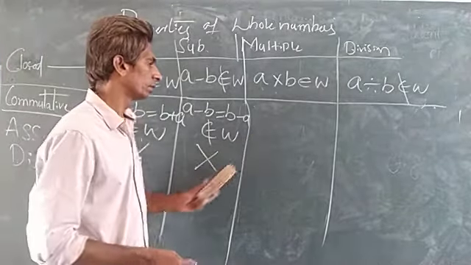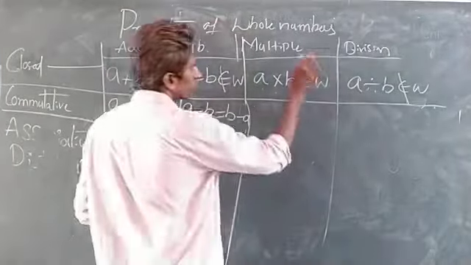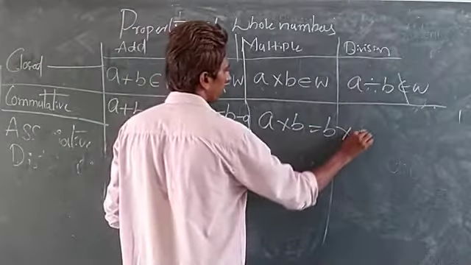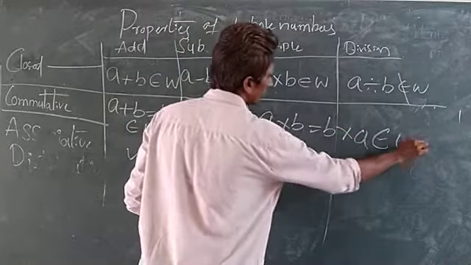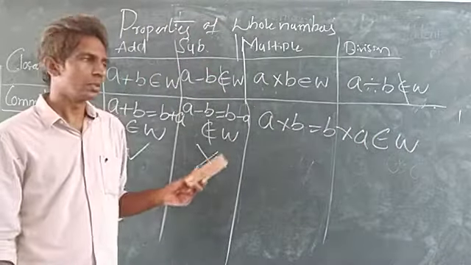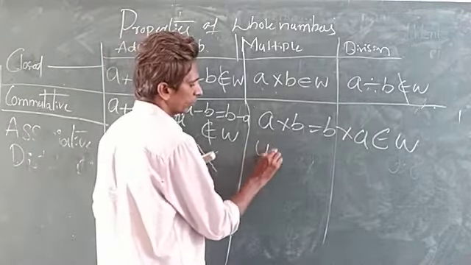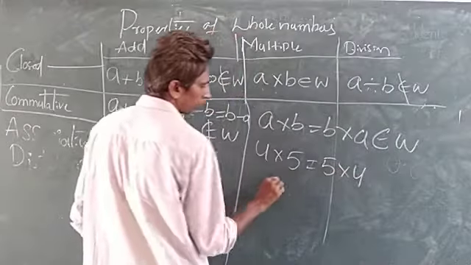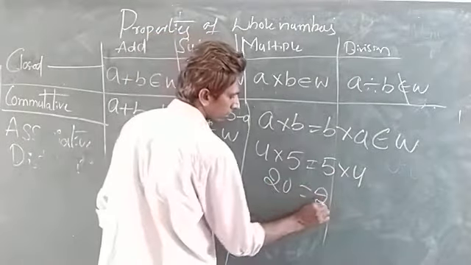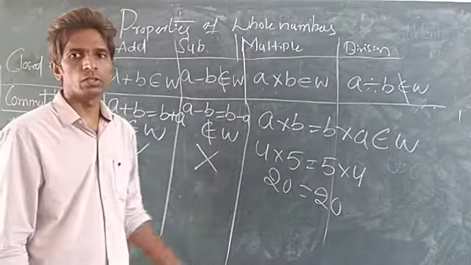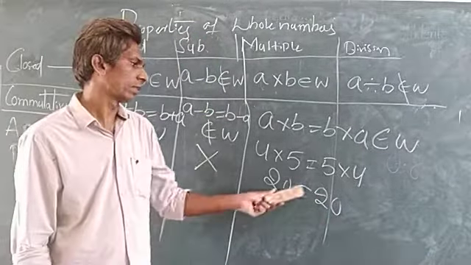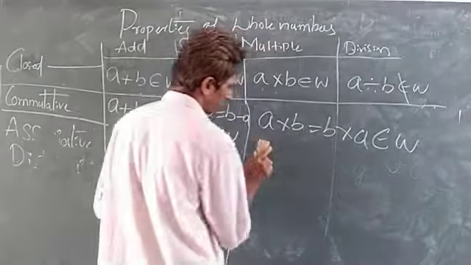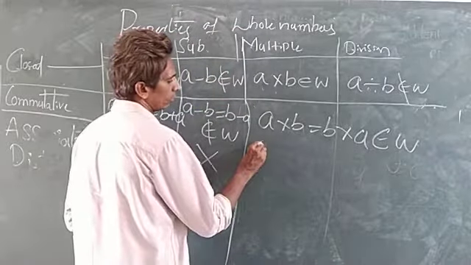See the third one, in multiplication. A into B equal to B into A belongs to W. This is the condition in multiplication, and you want to prove it. I am taking A as 4, B as 5, that equals B as 5, A as 4. So 5 fours are 20, 4 fives are also 20. So it is satisfied. 20 is equal to 20. I am taking another example, 3 into 2.